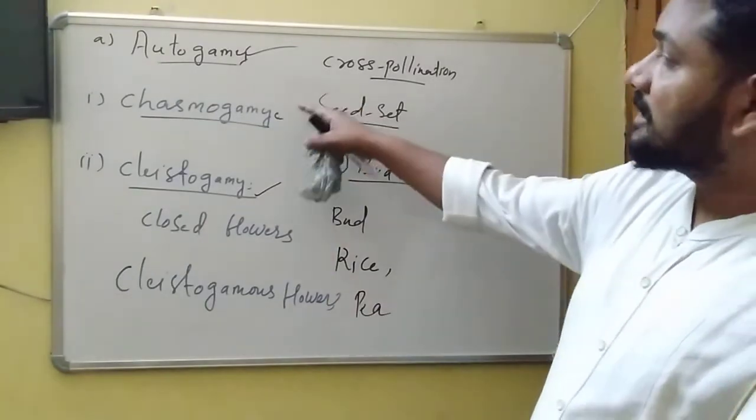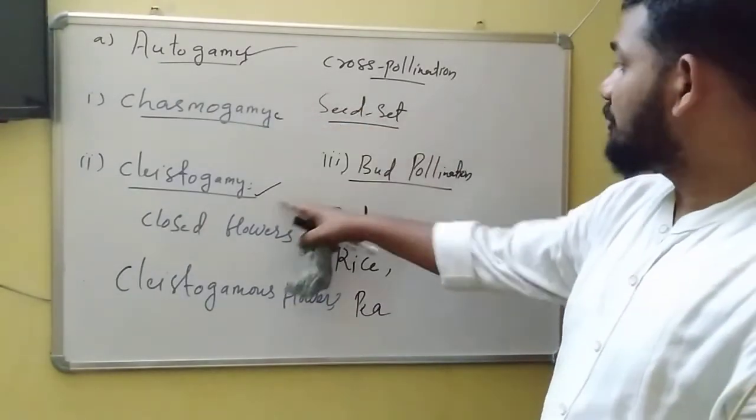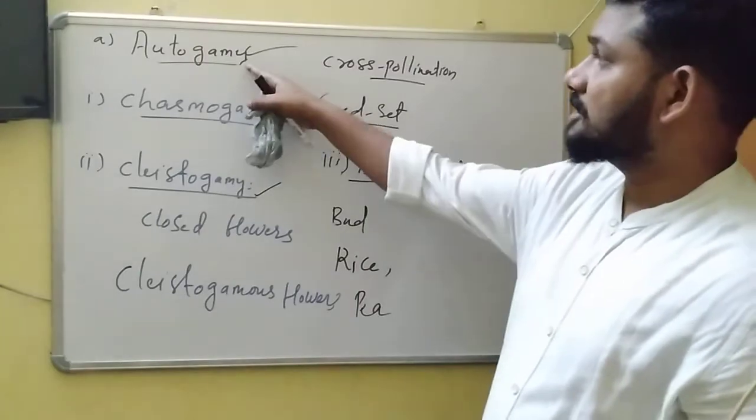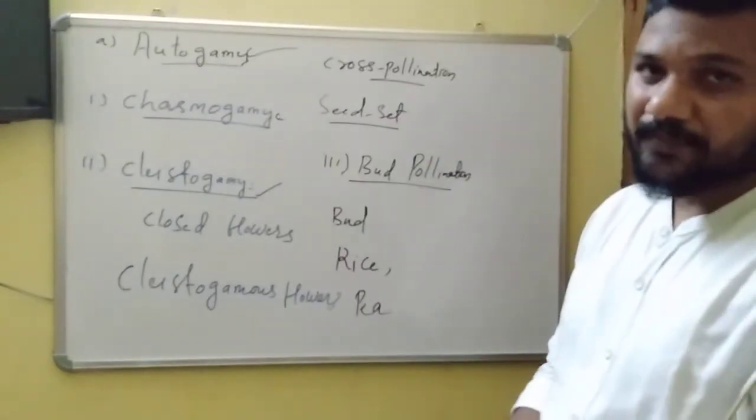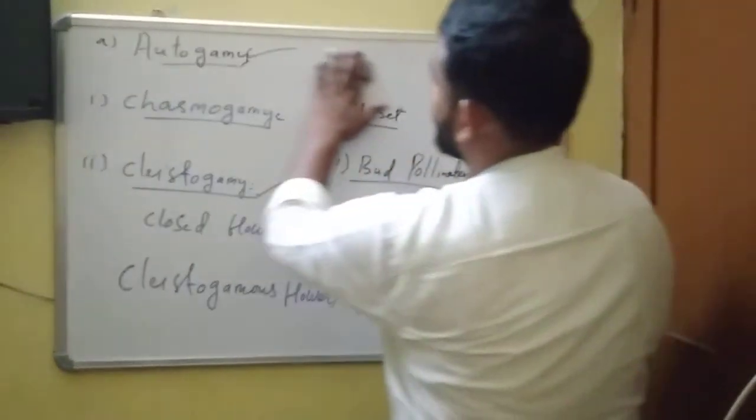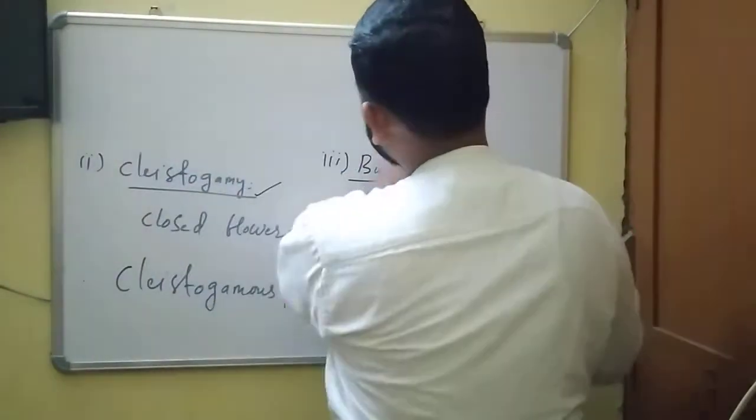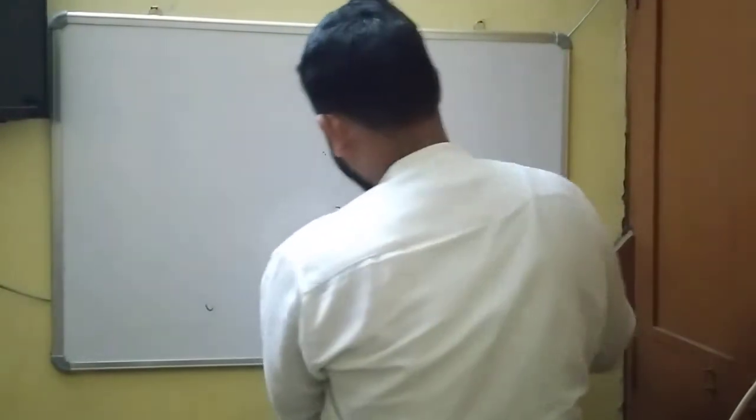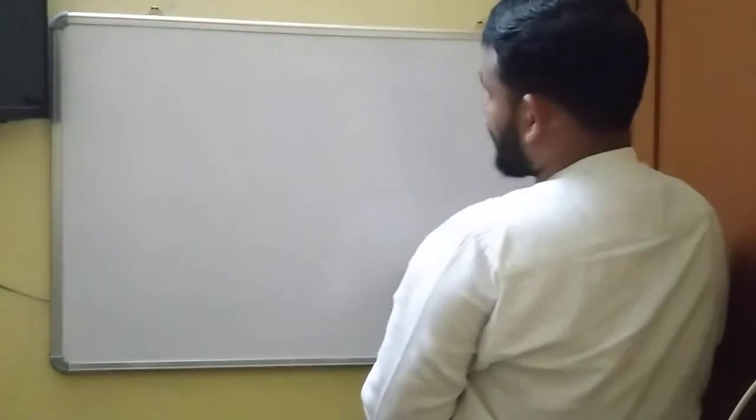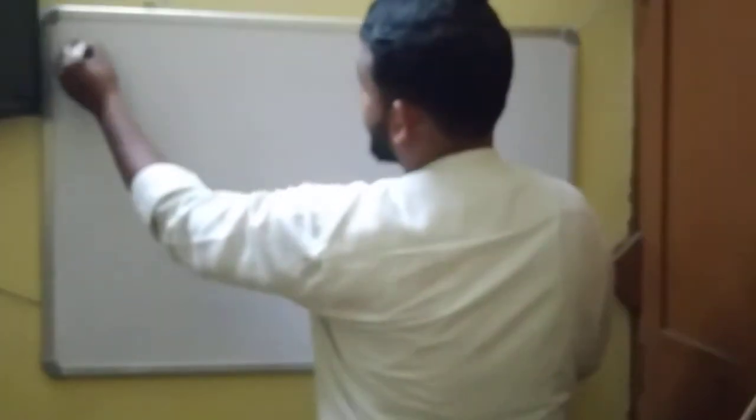So these are the chances. Plasmogamy, cleistogamy and bud pollination are the chances for autogamy to occur. So this is the first type of pollination. And the second type of pollination is geitonogamy.